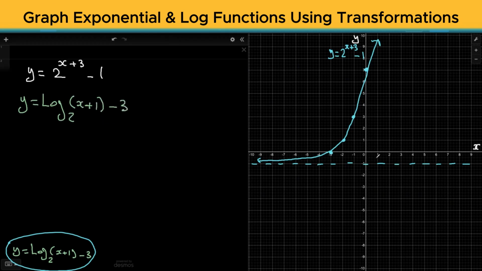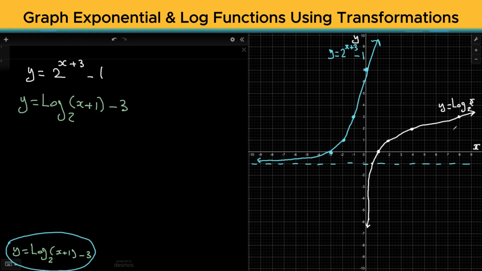So I'm going to graph the parent graph first. And the parent graph for the log looks like this. You go through (1, 0), (2, 1), (4, 2), and (8, 3). And the y-axis is the asymptote. So this would look like this. My hand is usually shaking, so I'm very impressed with myself today because I could graph this without going all over the place. So this graph here is y equals log base 2 of x.